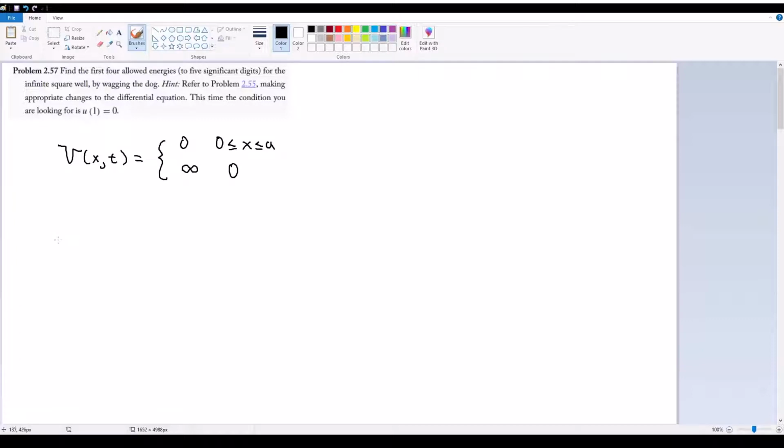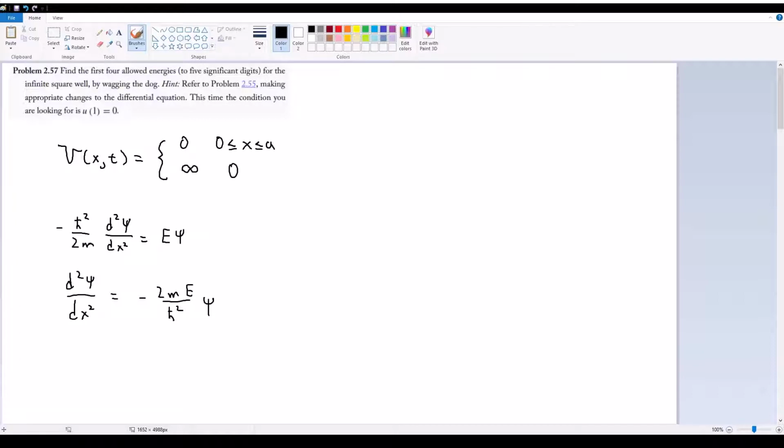Applying variable separation and all that stuff, setting V equal to 0, we get negative h bar squared over 2m multiplied by d2 psi by dx squared is equal to E times psi. So at this point, if I want to rearrange this into an actual second order differential that I want to solve on Python, I'm going to do d2 psi by dx squared is equal to negative 2mE over h bar squared multiplied by psi.